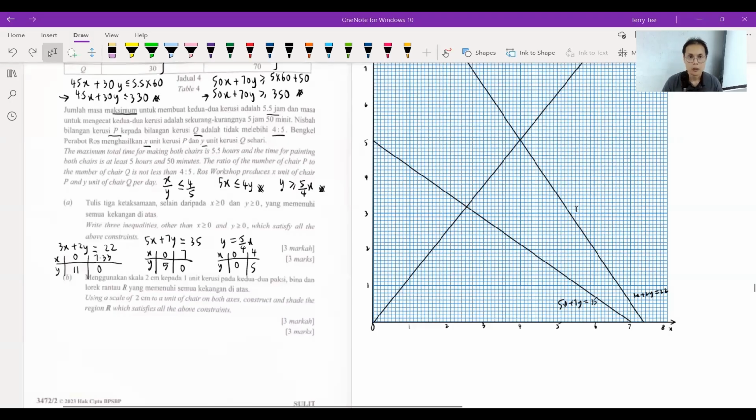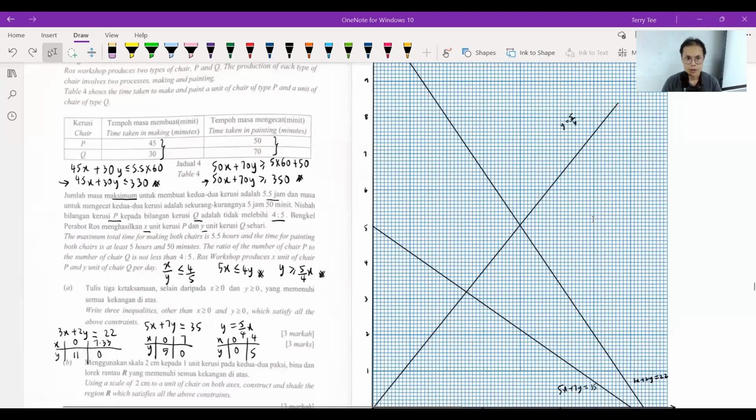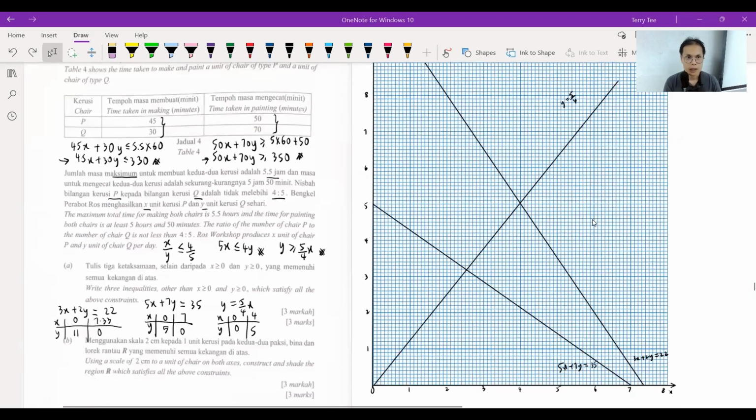So here, my region, first of all, it must be 3x + 2y less than or equal to 22. Okay, I'm going to do a light shading. So it's supposed to be below here. I just shade like this. Number 2, 5x + 7y must be greater than or equal to 35. So it's above this line. So I know this part here is out, so I'm going to erase it. Third, your y is greater than or equal to 5/4 x. So it must be above this line.